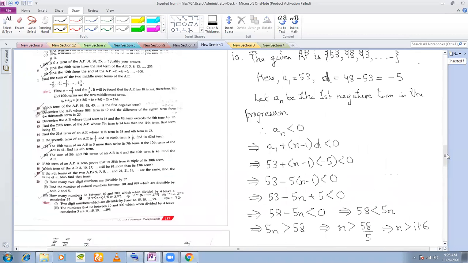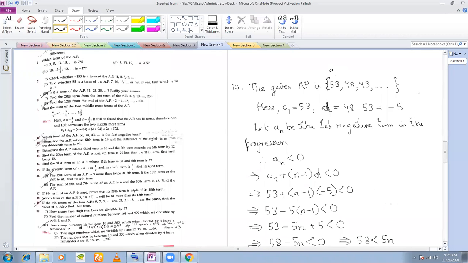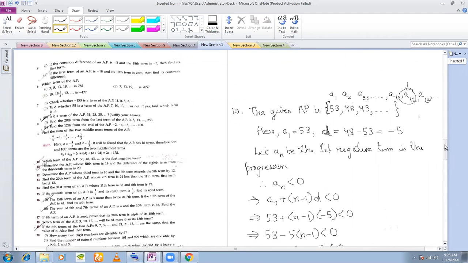Okay, so what do we see here? In this AP, you continue A1, A2, A3, and so on, and A11 is the last positive term. From A12, the 12th term, starts the negative terms. So A12 is negative, A13 will be negative, A14 will also be negative, and so on. So this is the first term which is negative. So that is this question. Also an important question.